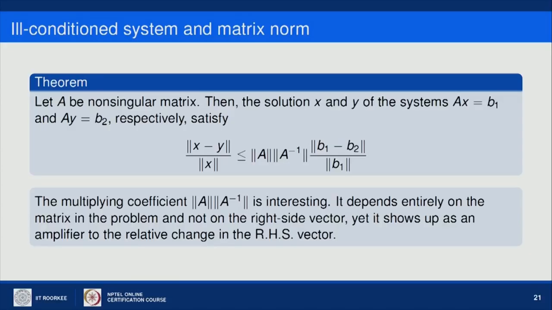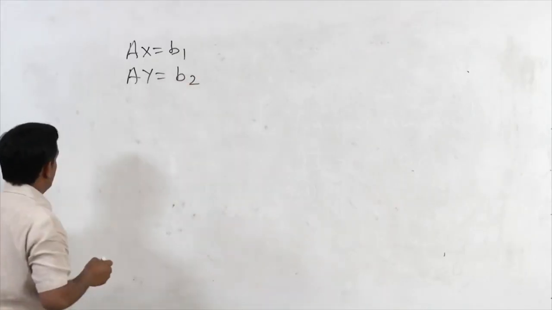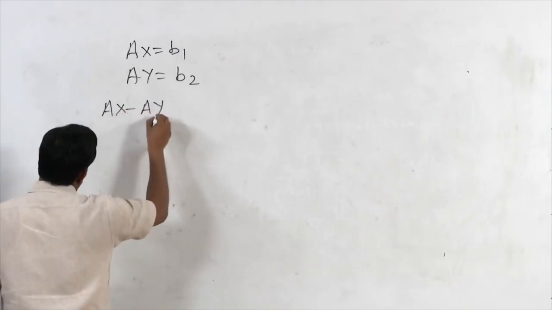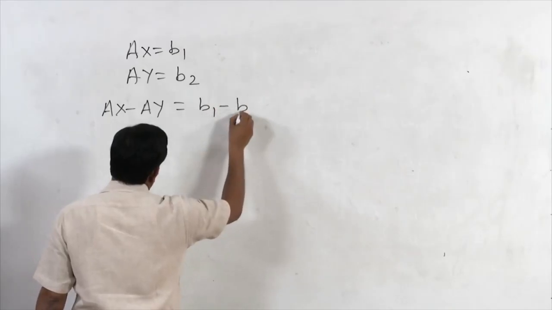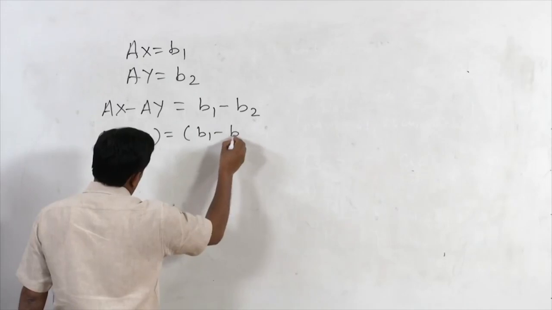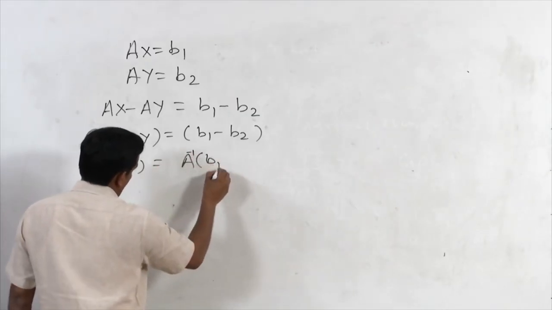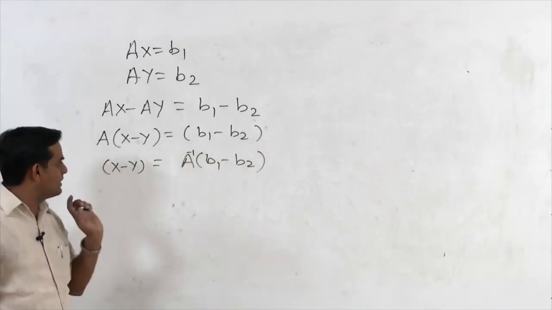Now, to relate these norms with the ill-conditioned system, we have an important result in this theorem. The theorem says: let A be a non-singular matrix, then the solutions x and y of the systems Ax equals b1 and Ay equals b2 respectively satisfy this particular inequality. So, I have two systems, Ax equals b1 and Ay equals b2. If I subtract the second from the first, I get Ax minus Ay equals b1 minus b2, or A(x minus y) equals b1 minus b2, or x minus y equals A inverse (b1 minus b2). It is given that A is non-singular, so A inverse exists.